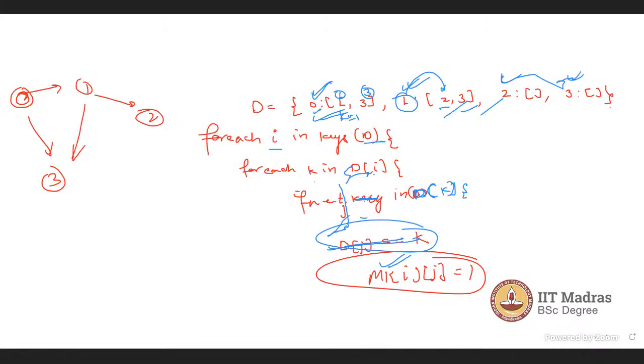See, now it will be writing. First of all, for each I in the keys of D, that means 0, then go through for each K in D, that is 1, then go for each K in D of K, that is no element. Sir, will you please write above that? What is that, I, J, K? That is same. Then it might be easy for us. The third line is written.